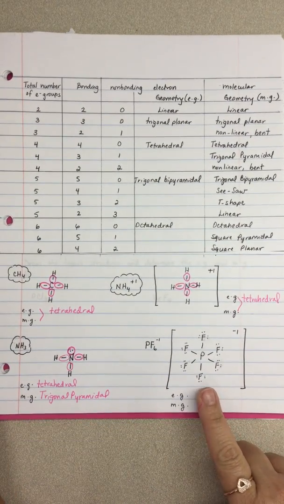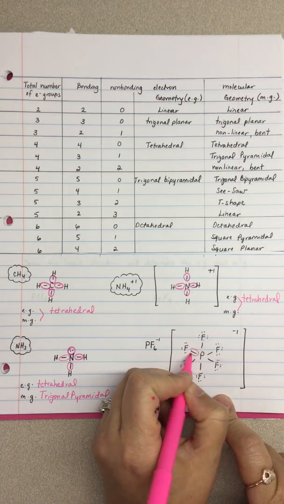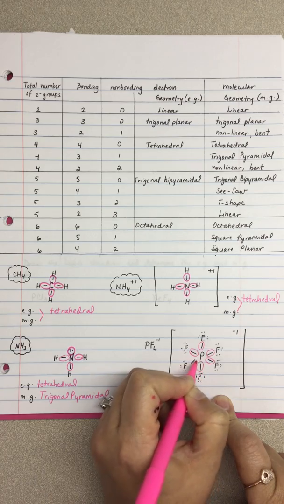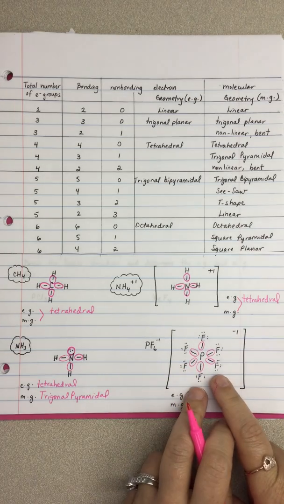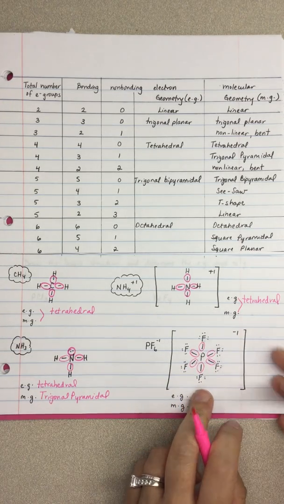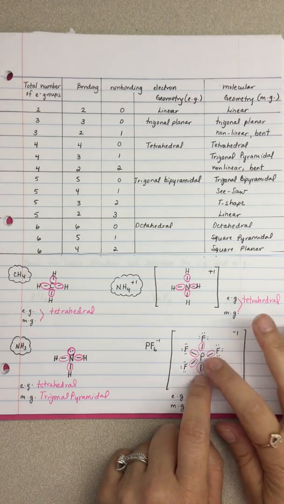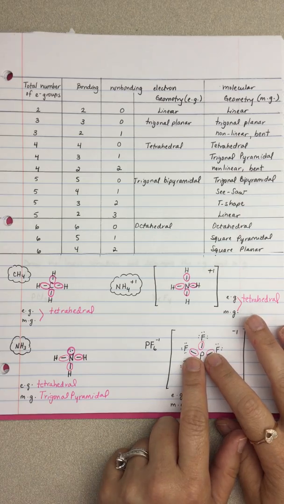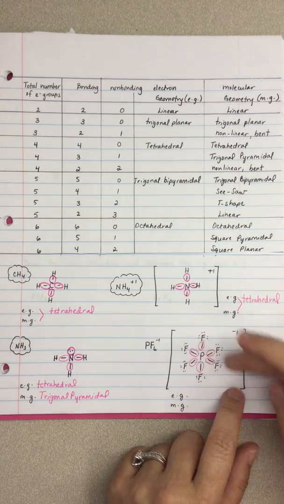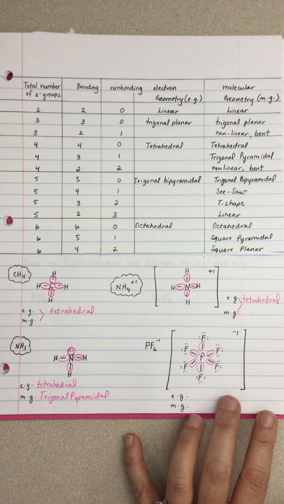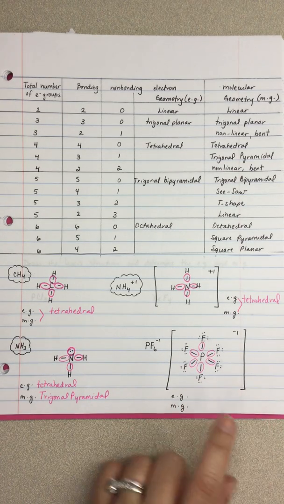For PF6, this one here, I have 6 electron groups around the central atom, always around the central atom. That's 6. Out of your 6 groups, all of them are bonding. There are no lone pairs of electrons around the central atom. You have lone pairs of electrons around F, but you're not looking at the terminal atoms to determine the shape. You're looking just at the central.